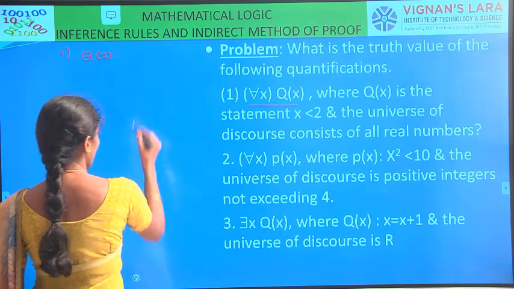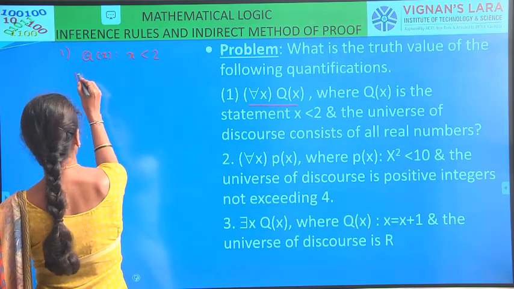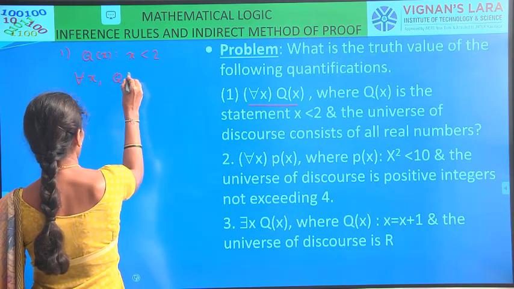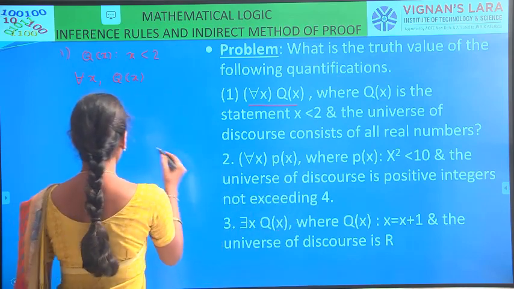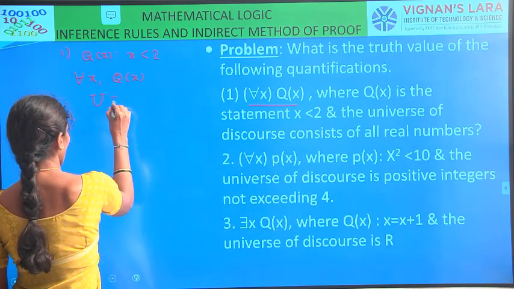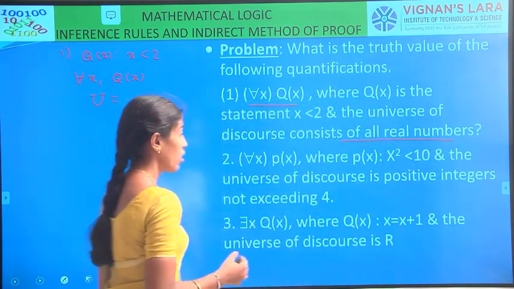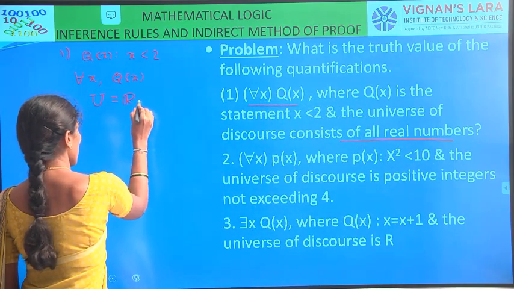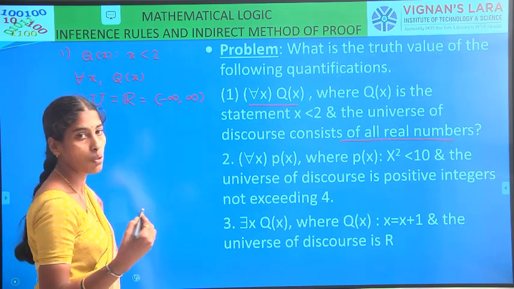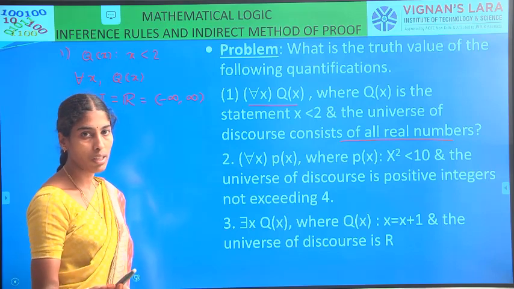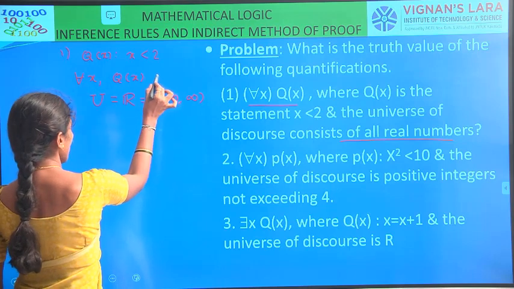Q of x is x less than 2. So they ask for the truth value of for every x, Q of x. What is the universe of discourse? The set of all real numbers. All of you know that real numbers means minus infinity to plus infinity. If we consider 2.1, 2.2, 2.3, the set of all real numbers are there. What about this truth value?